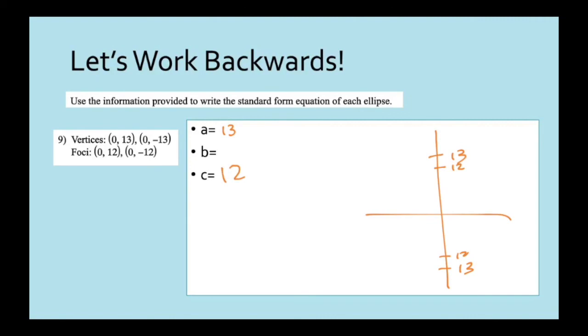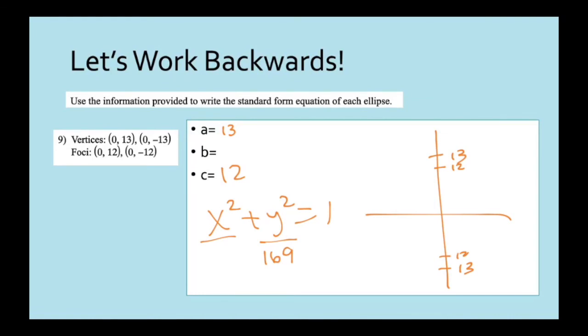Since it is going up, the vertices are up on that y, it's going to have an a value in front. I'm going to have x squared plus y squared equals 1, and under the y, I'm going to have the 13 squared. You might need to do that in your calculator. You can pause the video to do that. It's 169, but we still have to find the b value.